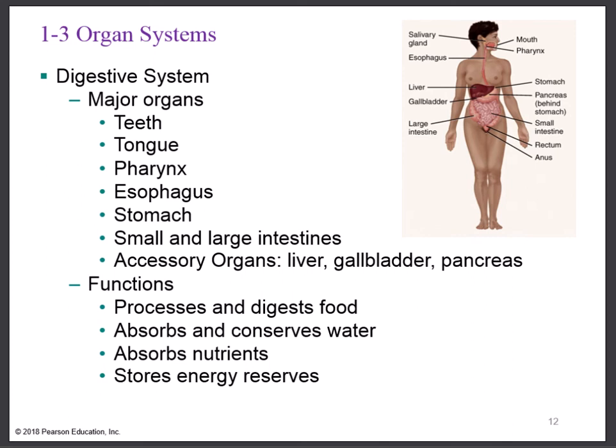So what's the functions of the digestive system, the physiology? Obviously, it's going to process and digest our food for us. It's also going to absorb and conserve water. Water is such a big part of our anatomy and physiology. We're like 2/3 water. So the digestive system makes sure that we have ample amounts of water. It's absorbing the nutrients that we digest, right? Things like sugar and fats and proteins, that type of thing. And it can also act as an energy reserve. We'll learn in chapter 2, or if you've taken chemistry, you'll learn that the liver can store a nutrient called glycogen.